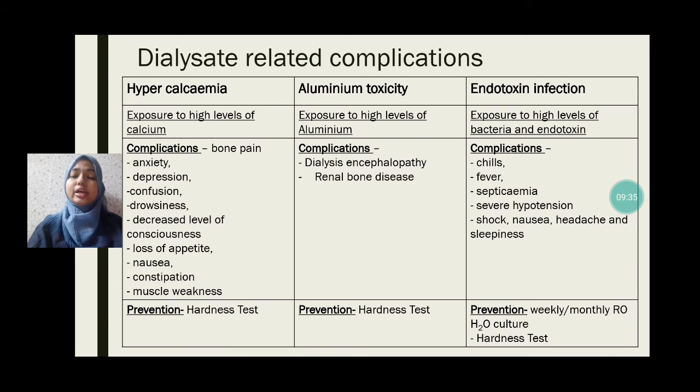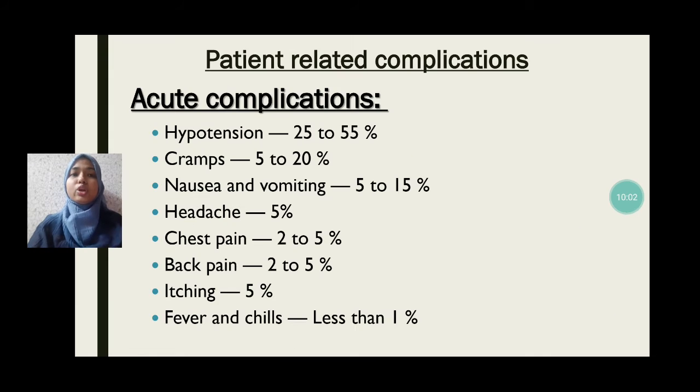How these water cultures are taken is that from the main supply, before the water goes into the machines, the water is taken as a sample. Around 20 ml of sample is taken, and it will be checked. And from different machines, from any random machine, a sample would also be taken to check if there are endotoxins or bacteria present in the water.